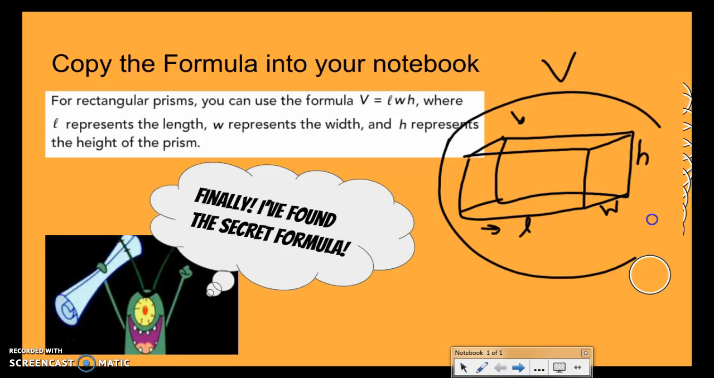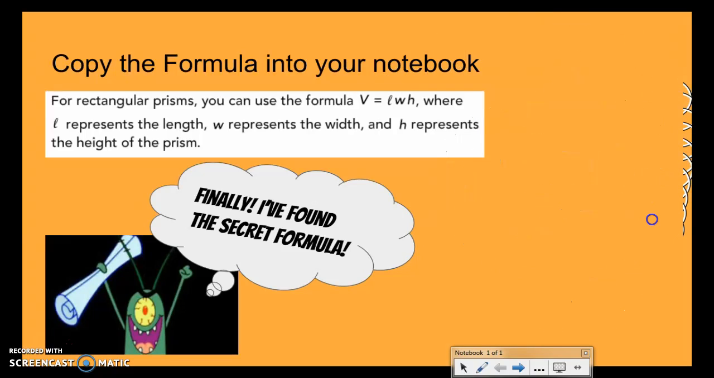So, go ahead and copy this formula. Copy this formula down and push play when you're finished.